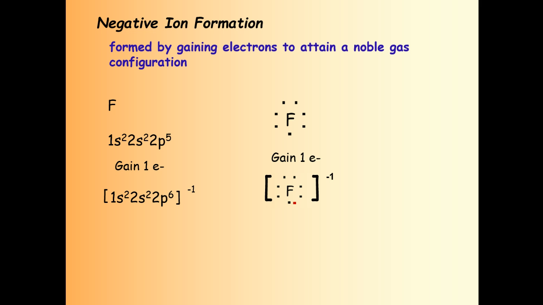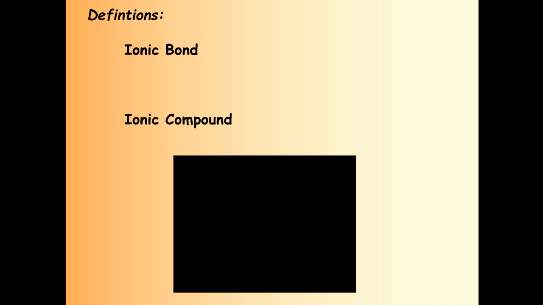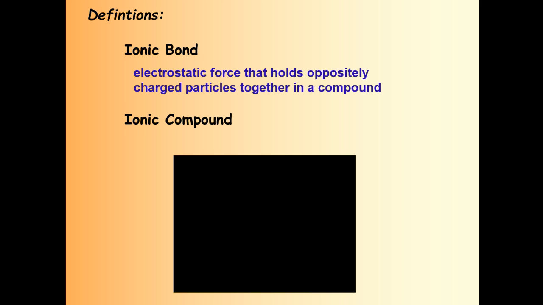And just like we saw with sodium, the subatomic particles, fluorine has 9 protons and 9 electrons for neutral charge and gains that 1 electron. So still having 9 protons, but now with 10 electrons, and add those charges together and we have a -1 charge. So some definitions. An ionic bond is an electrostatic force. Electrostatic force is just force of attraction between those oppositely charged particles together in a compound. And an ionic compound is very simply a compound that contains ionic bonds.